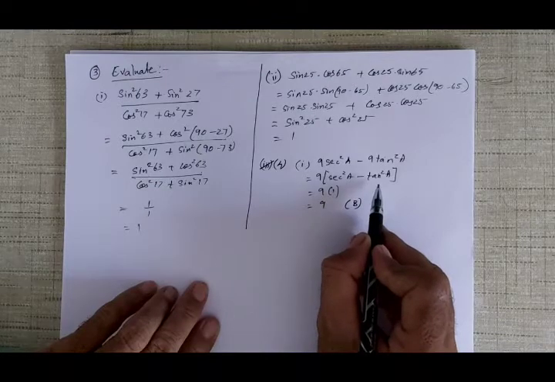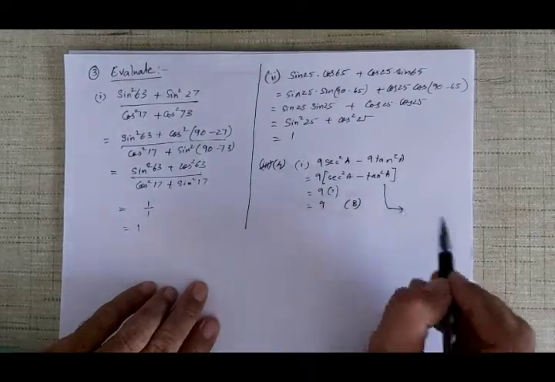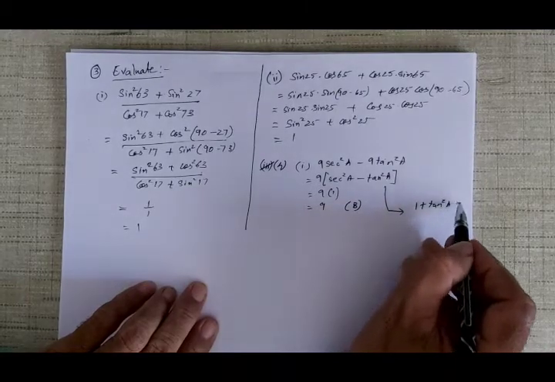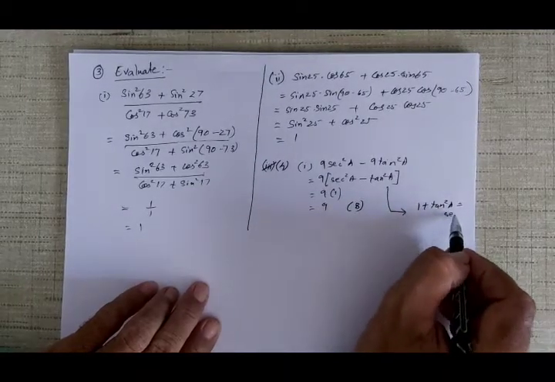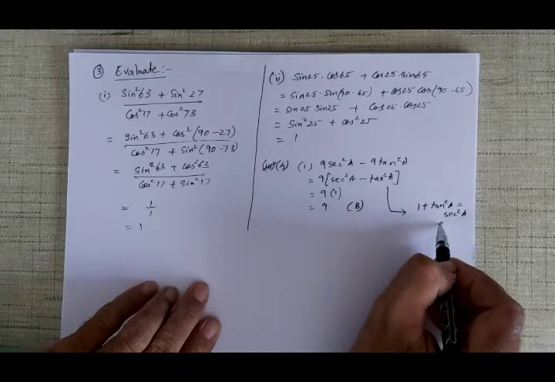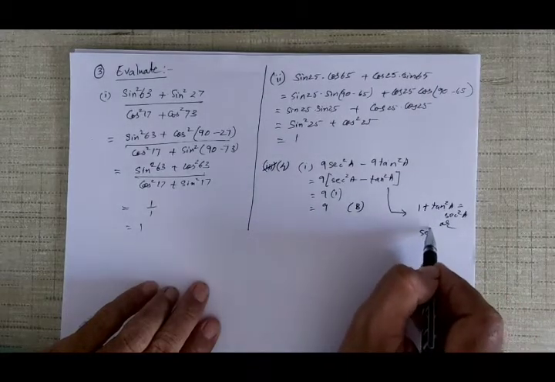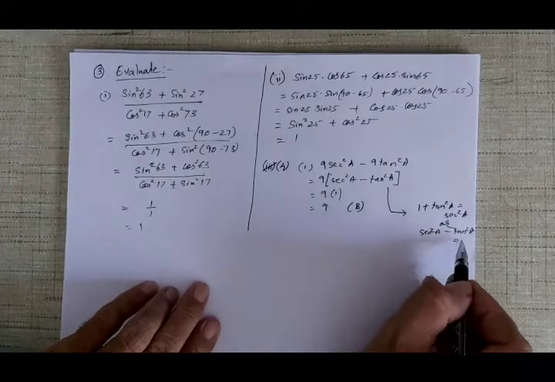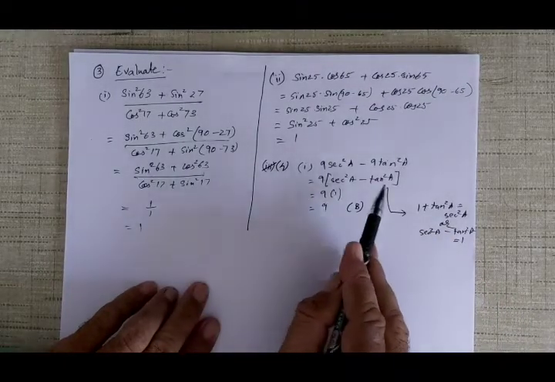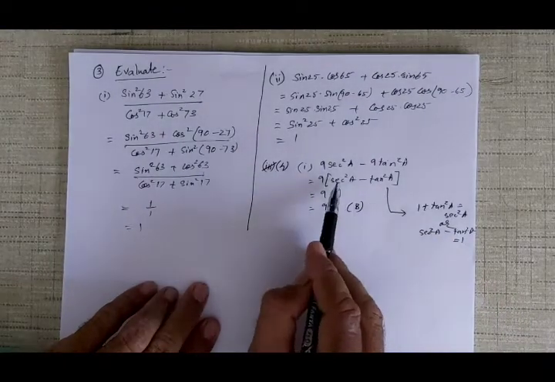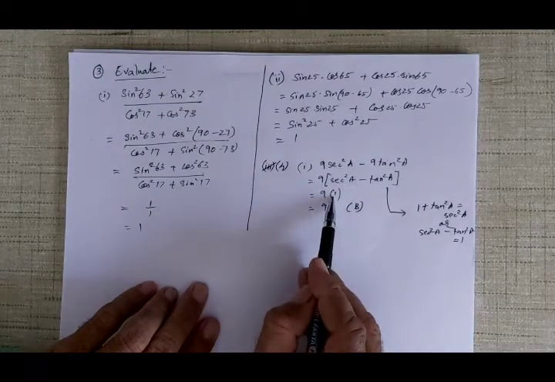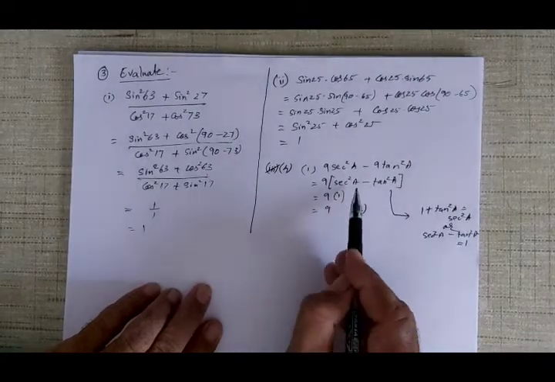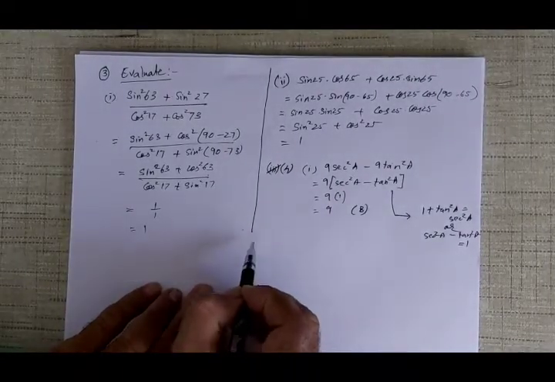Now just see here. This is the part which you need to understand. 1 plus tan square A is equal to sec square A, or you can say that sec square A minus tan square A will be equal to 1. So that is what I have done. Sec square A minus tan square A is equal to 1, so in place of this I have put 1. This is the justification, writing the reason why you have put 1 in this case. So that is the first one.